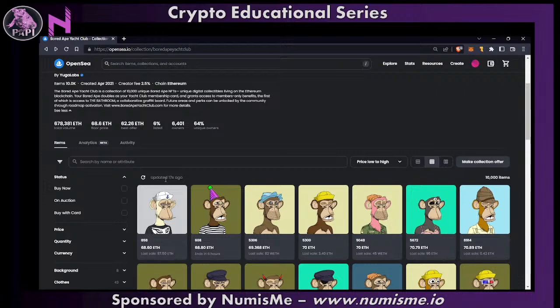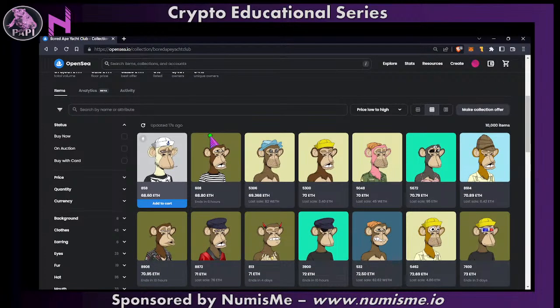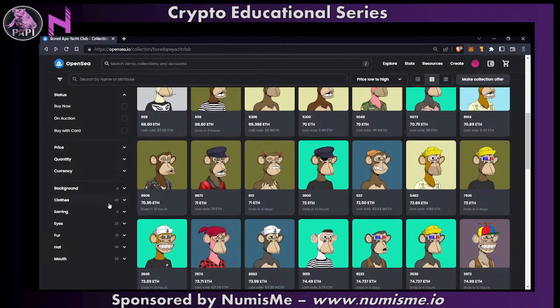So one of the most common ways NFTs are categorized are by their traits. Traits are what you see here. Could be anything. In the case of Bored Apes, it's the background, clothes, earring, eyes, fur, hat, mouth, right? And that's going to be different for every collection. Maybe your collection isn't apes. Maybe it's cars, or maybe it's, I don't know, pictures of trees or something. And you might have different things like fruit or leaf color or sky color, whatever it may be.